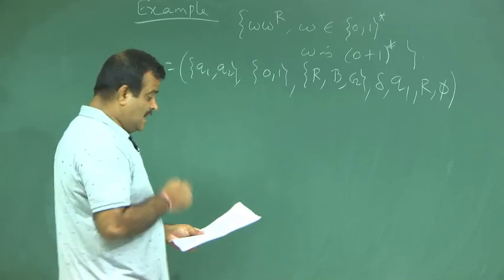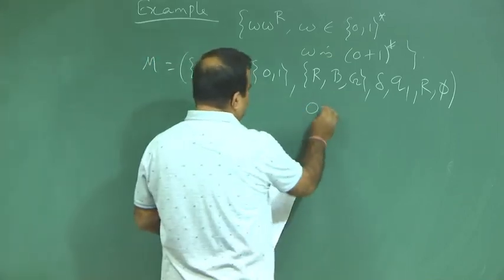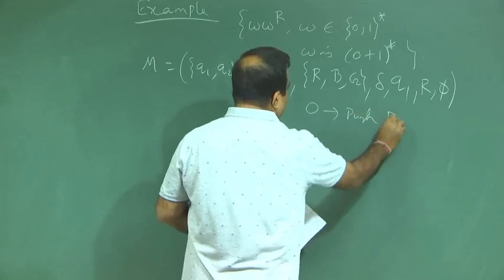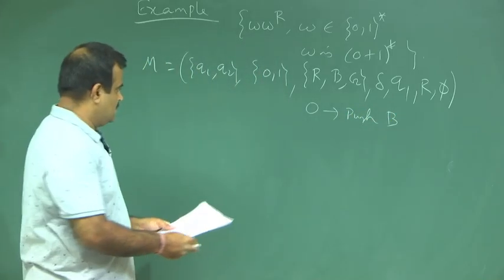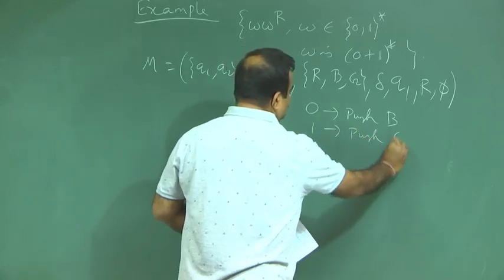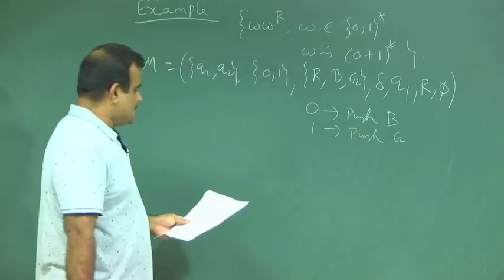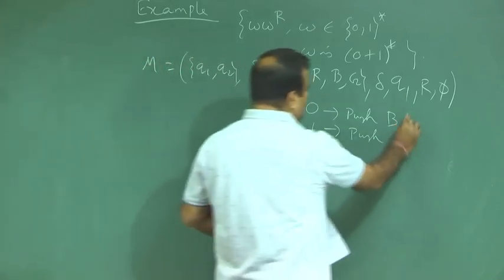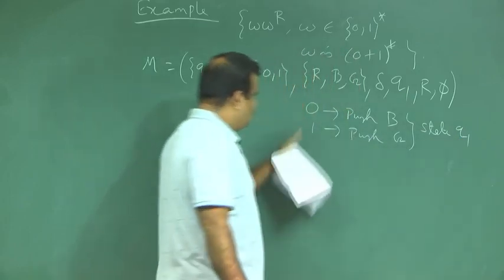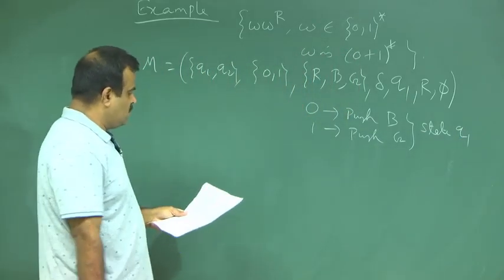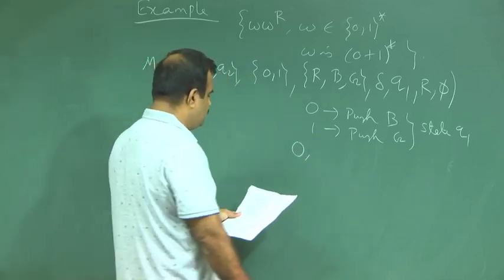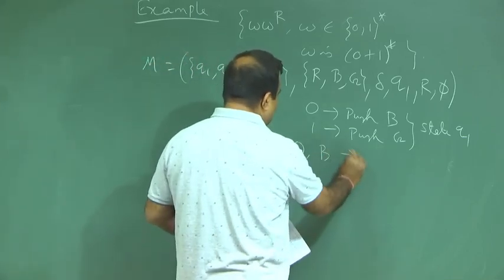The idea is, if we see a 0, then we will push B into the stack, and if we see a 1, we will push G into the stack. And then we will remain at state Q1. And if we see a 0 and we see a B on the stack, we will erase the B.